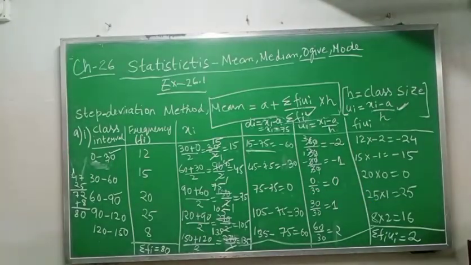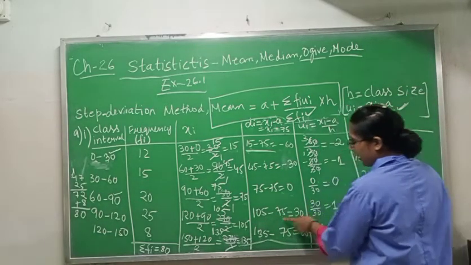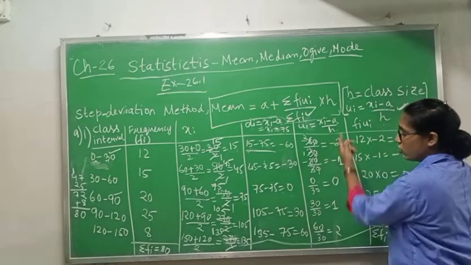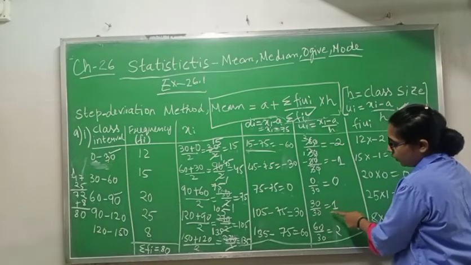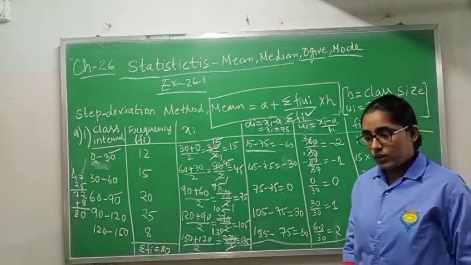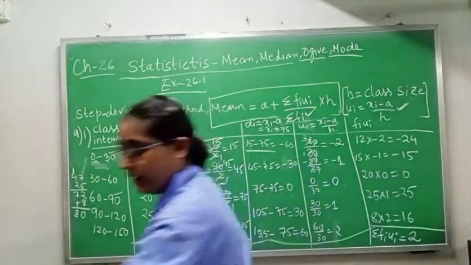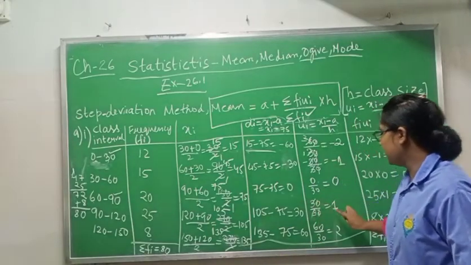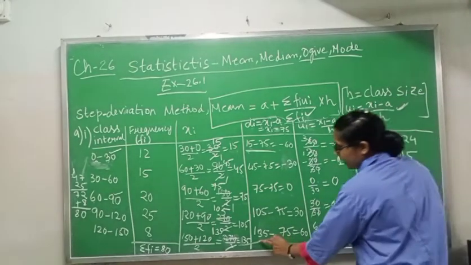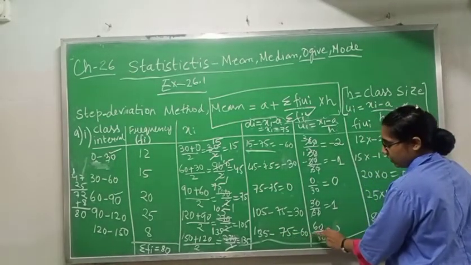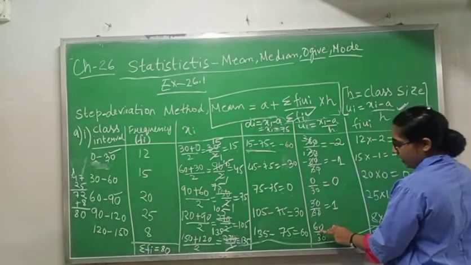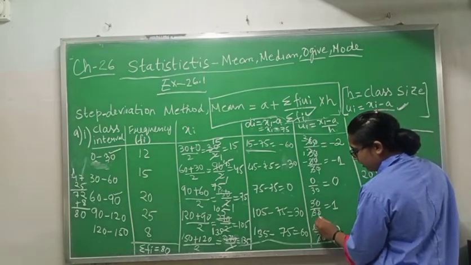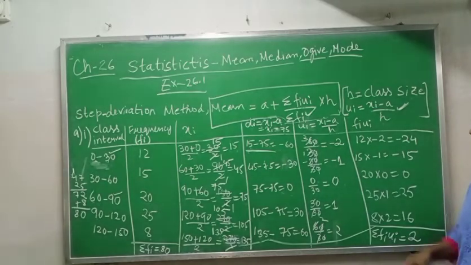Now 105 minus 75 you are getting 30. So xi minus a is 30 and h is already 30. So 30 by 30 you will get 1. The 0s cancel, 3 ones are 3, you will get 1 only. Now 135 minus 75 equals 60. So xi minus a you are getting 60. 60 by 30, 30 is h. So the 0s cancel. 3 ones are 3, 3 twos are 6. So you will get the ui value 2.